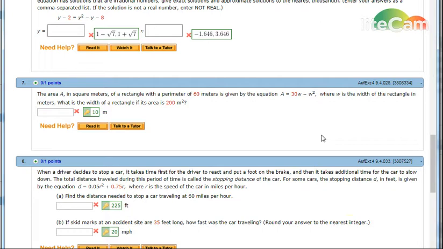The area A in square meters of a rectangle with a perimeter of 60 meters is given by the equation 30w minus w squared, where w is the width of the rectangle in meters. What is the width of a rectangle if its area is 200 square meters?